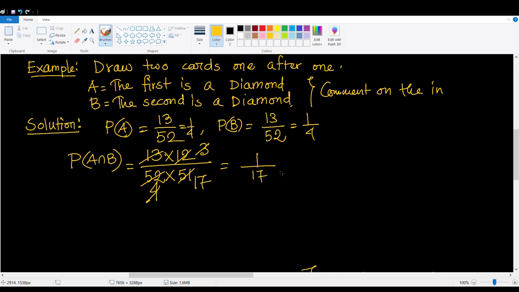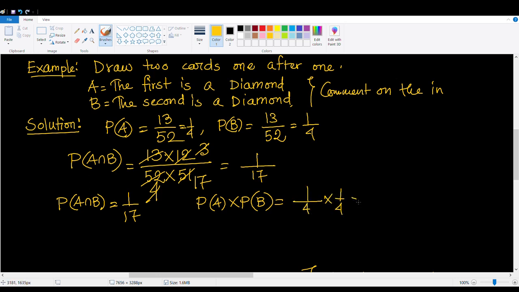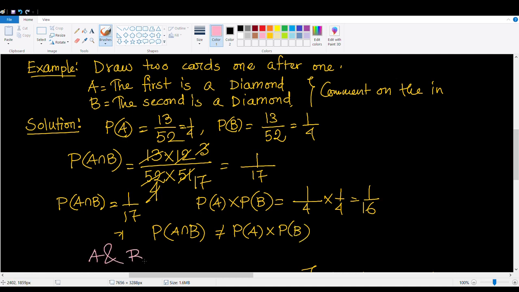So P of A intersection B, which means both of the cards being diamonds, has a probability of 1 by 17. Now we are going to compare the value of P of A intersection B with the value of the product of P of A times P of B. Okay. So this is 1 by 4 times 1 by 4, which is 1 by 16. And clearly, P of A intersection B is not equal to P of A times P of B. Therefore, we conclude that A and B are not independent events.